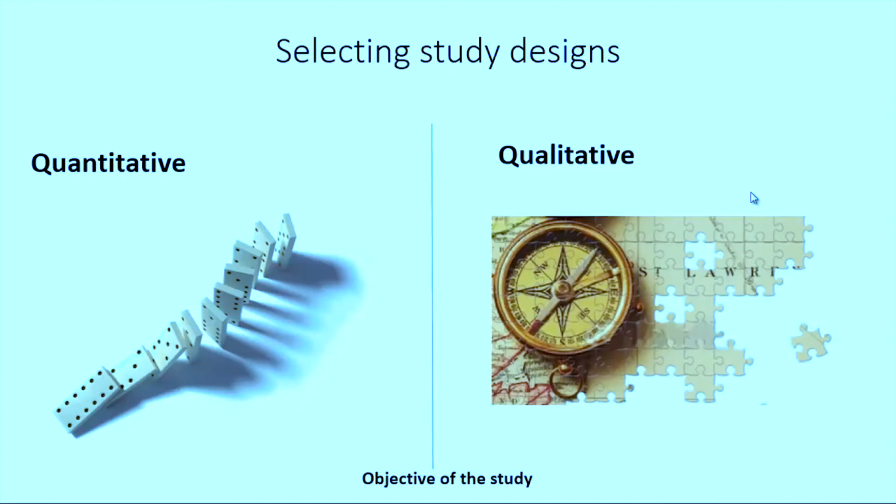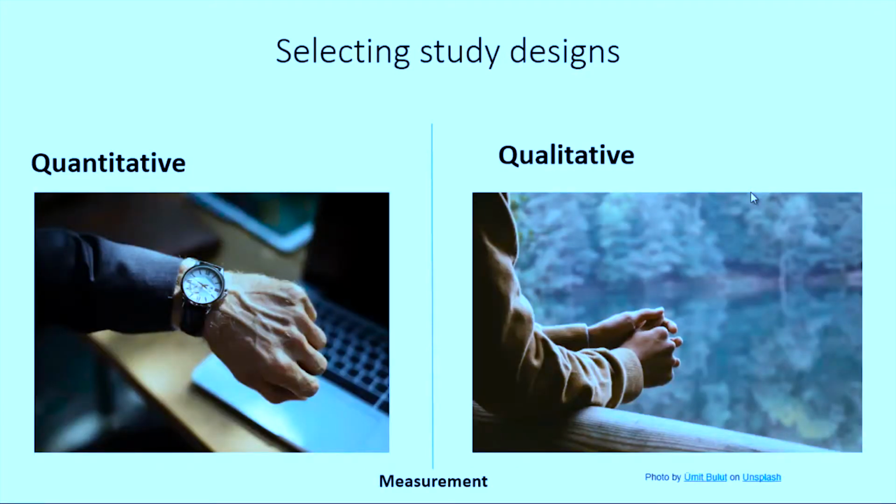The differences also appear in the objective of the study. Quantitative study tries to explain the causal pathway between exposure and the outcome, while in qualitative study, the objective of the study is to explore the phenomena. In quantitative study, we do the measurement in an objective way, while in qualitative study, the measurement is more subjective. For example, when we try to measure time, in quantitative study it is the time according to the watch, while in qualitative study, the time is the time as perceived by the participants.